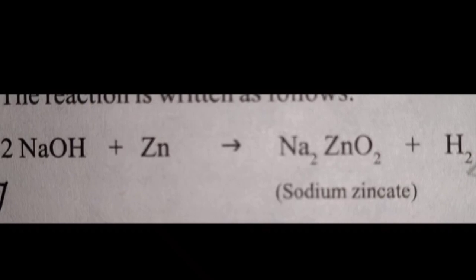The chemical equation for this: 2NaOH plus Zn gives rise to Na2ZnO2, sodium zincate, and hydrogen gas. From these two activities, we conclude that acids and bases, when they react with metals, produce hydrogen gas and the corresponding salts.